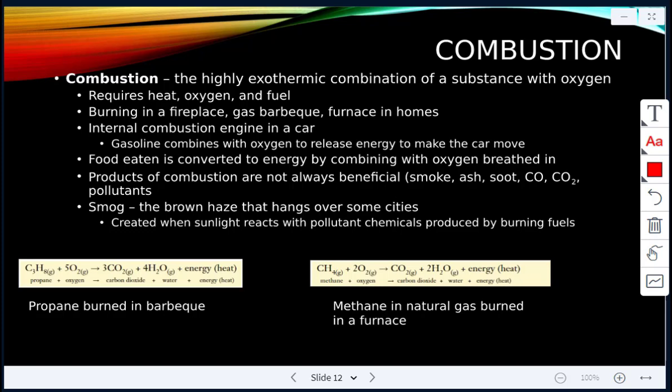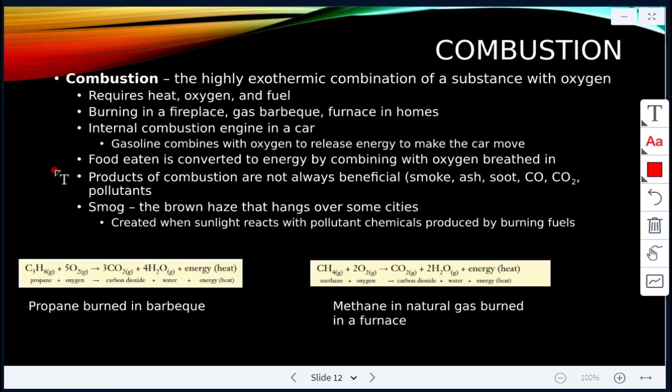All right, so the next type of reaction we're going to talk about is the combustion reaction. This is a highly exothermic combination of a substance with oxygen. It requires heat, oxygen, and fuel. Examples are burning in a fireplace, a gas barbecue, furnaces in homes. The internal combustion engine in a car also uses combustion. The gasoline combines with oxygen to release energy to make the car move. Food that is eaten is also converted to energy by combining with the oxygen that we breathe in.